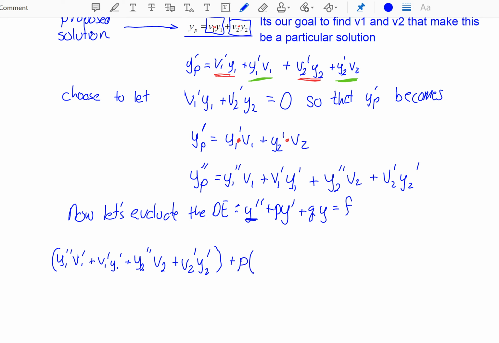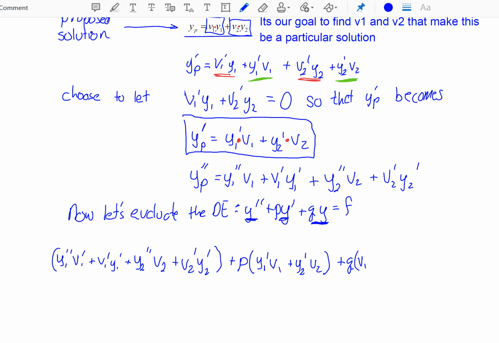Plus p times y prime, which we have here. So y1 prime v1 plus y2 prime v2, plus q times your original function, which we said is v1 y1 plus v2 y2. It looks complicated, but I'm about to simplify this.